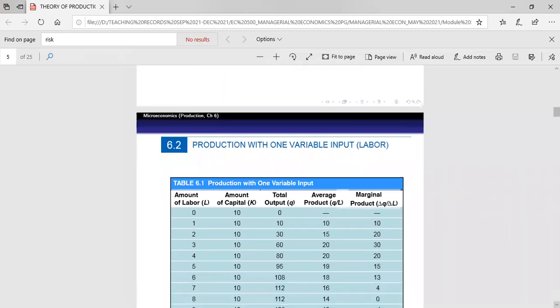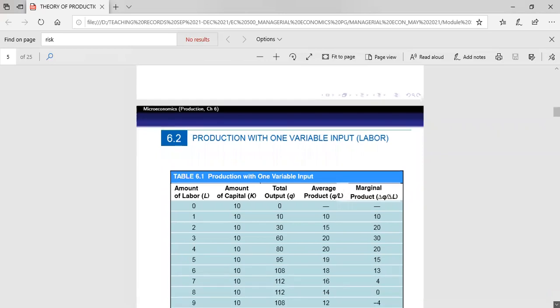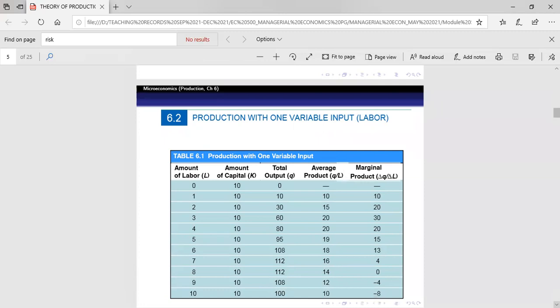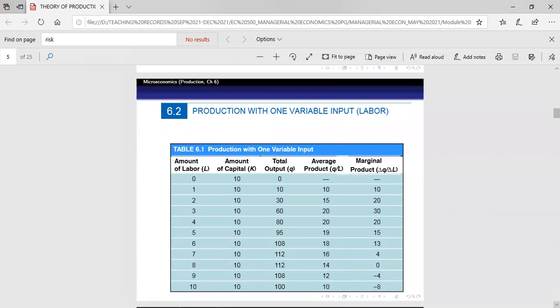So let us look at production with one variable input. In other words, here we are looking at two inputs in the production process, where one input is variable and another one is fixed, and specifically here we are seeing that labor will be variable, will be changing, and the capital will be fixed.